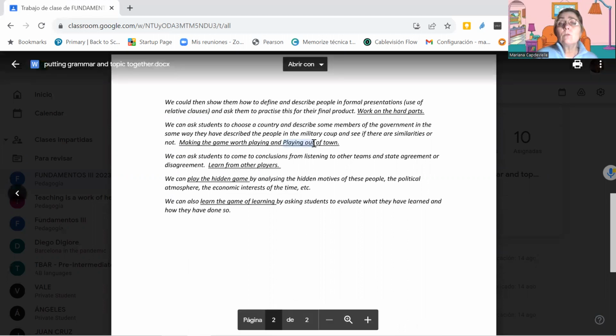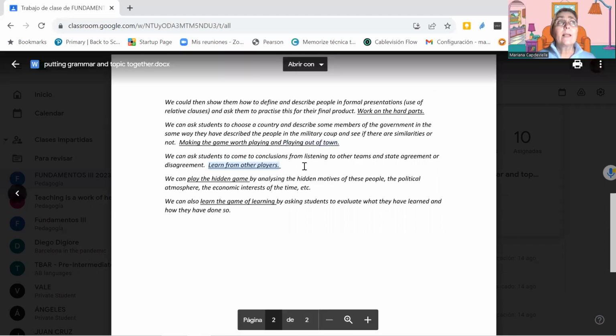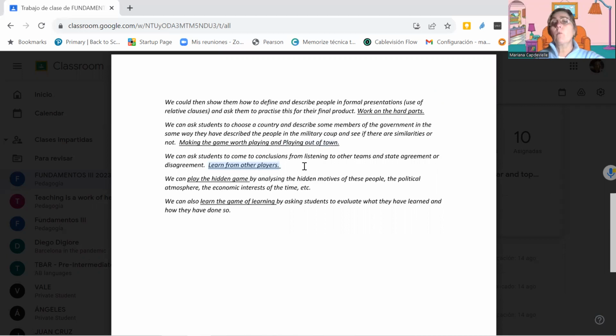They play out of town because maybe they have to also evaluate and say what is what and who is who in the government of, I don't know, China. Learn from other players. Okay, let's compare what this group is doing. Let's compare what that group is doing. Play the hidden game, maybe by analyzing hidden motives of these people, the political atmosphere. Let's go beyond. And we can also learn the game of learning to say, okay, well, how have I learned about all these things?